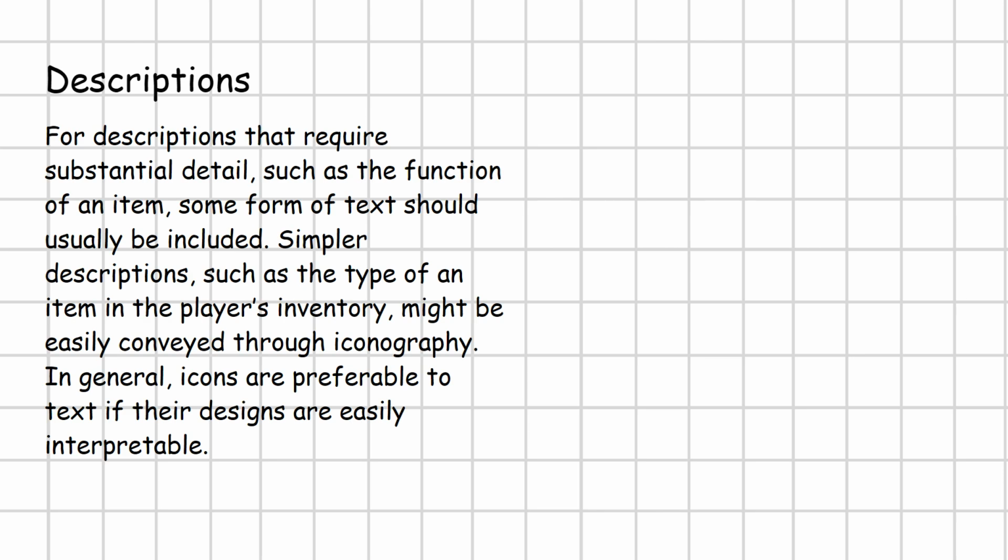For descriptions that require substantial detail, such as the function of an item, some form of text should usually be included. Simpler descriptions, such as the type of an item in the player's inventory, might be easily conveyed through iconography. In general, icons are preferable to text if their designs are easily interpretable.